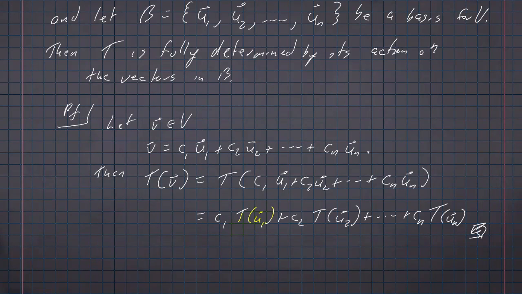And because this is what we were talking about, determined by its action on the vectors in B. If we can define T of U1, U2, U3, all the way down to UN, then because we can represent any other vector in the vector space by a linear combination of those basis vectors, we can use that linear combination to calculate the value of T on that vector.